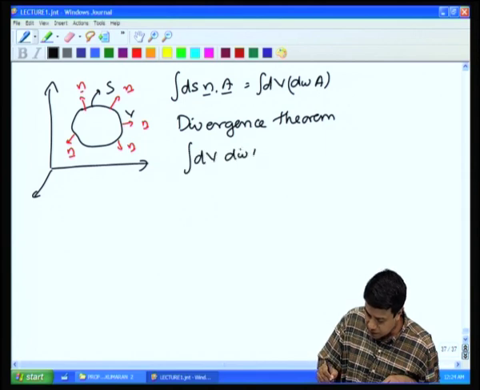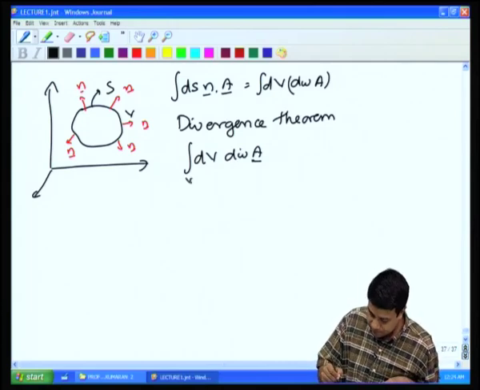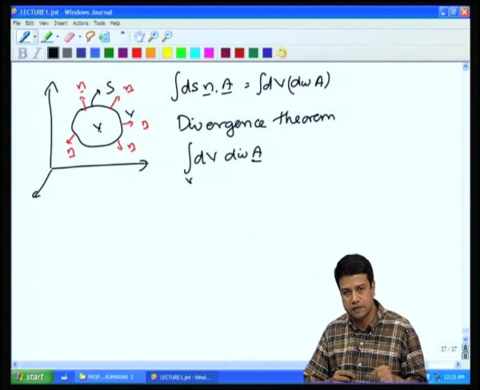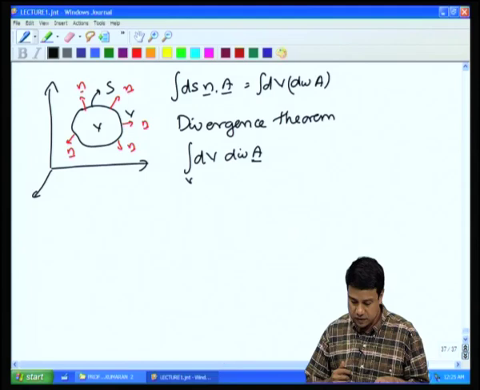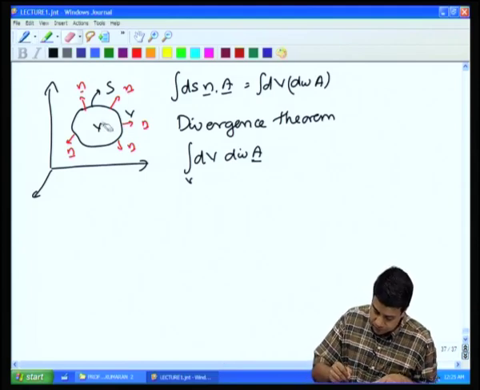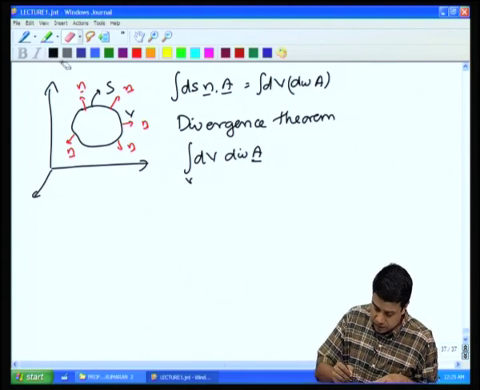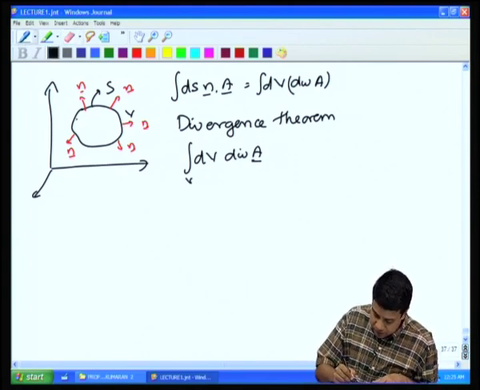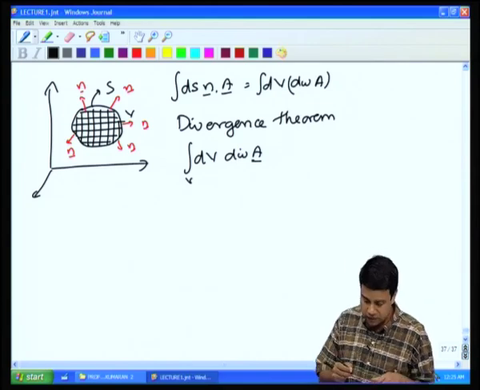Of divergence of A. Okay. Integral over the volume, this volume V, of the divergence of A. Okay. So, how do I calculate this integral over this volume? What I can do is to divide this volume into a large number of small differential volumes.